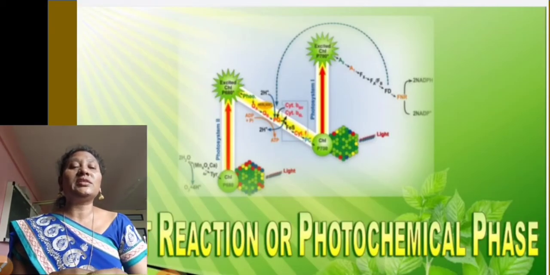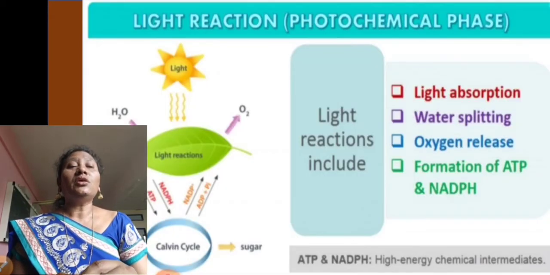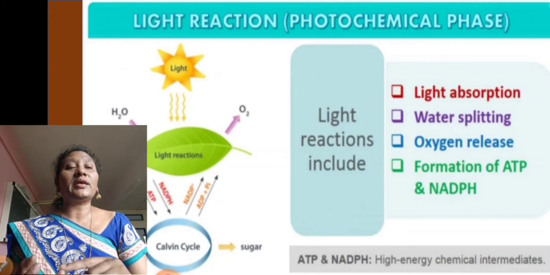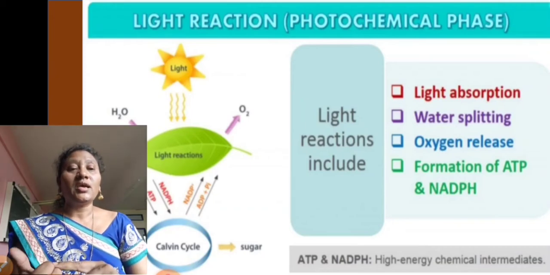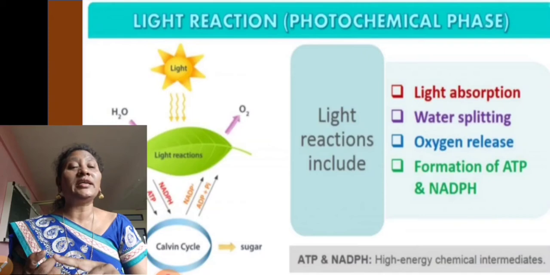Now the next one is the photochemical reaction. Light reaction includes light absorption, water splitting, oxygen release, and formation of ATP and NADPH. So ATP and NADPH are high energy chemical intermediates. What are they? High energy intermediates.